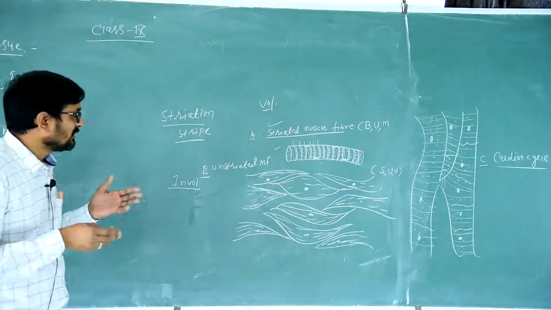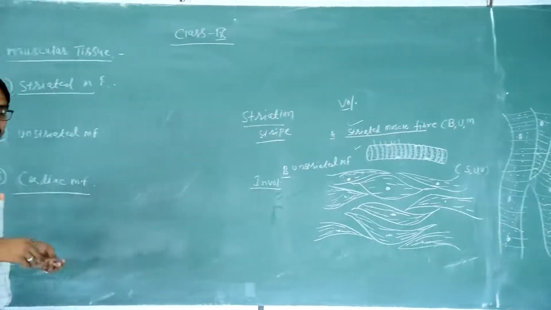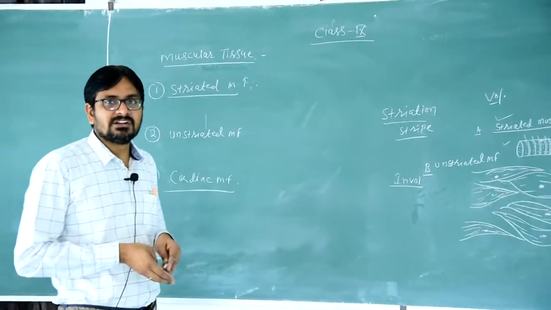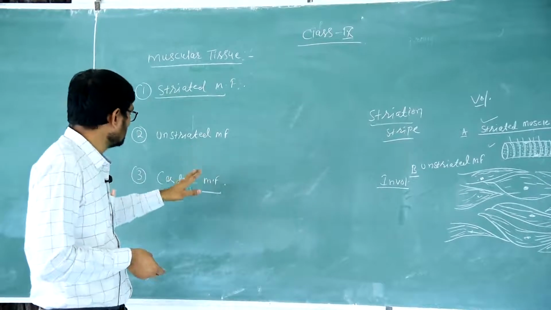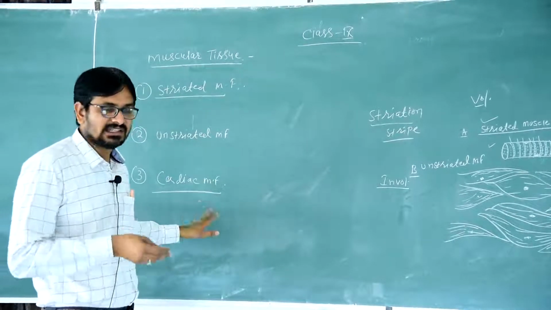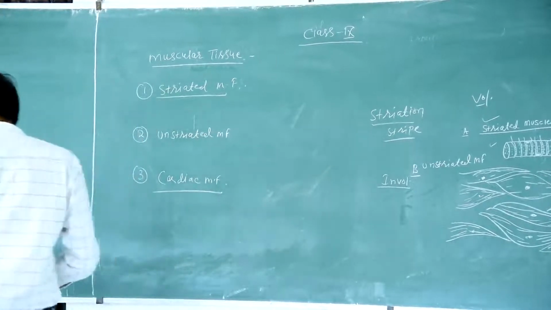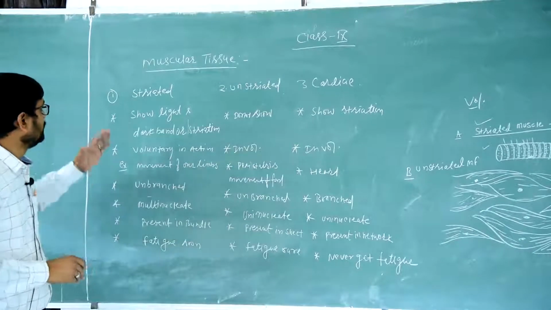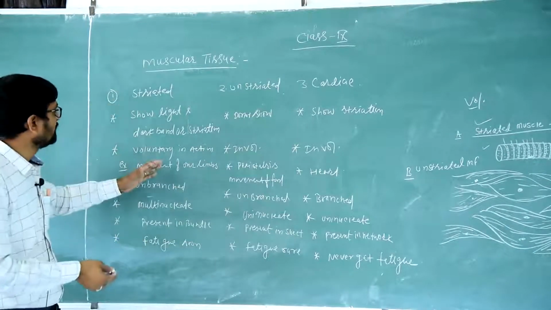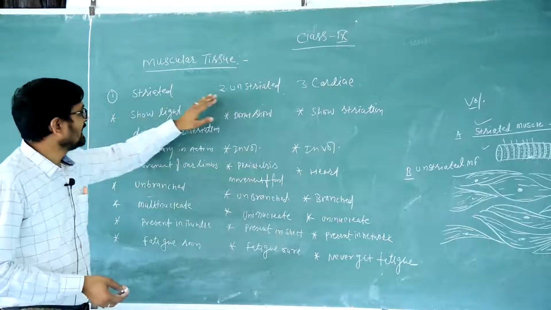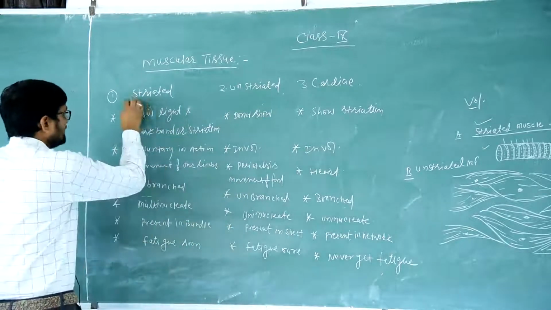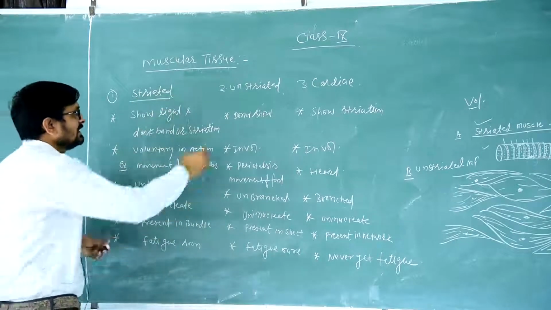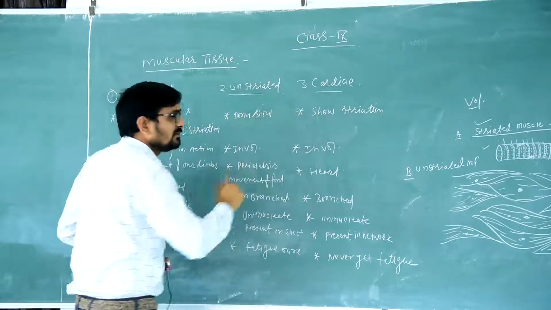So we prepare a flow chart, or we can say a comparative table, in which we will include all the points of the striated muscles, unstriated muscles and cardiac muscles. Let us move. So we have the comparative table of the striated, unstriated and cardiac muscles. We will see the comparative features of the striated, unstriated and cardiac muscles.